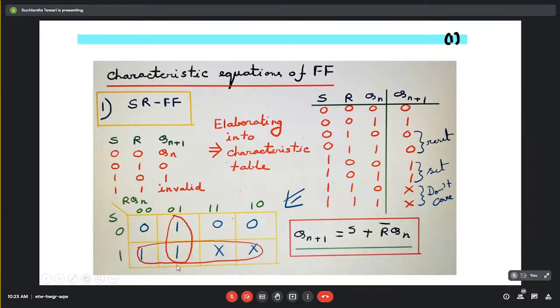This one loop we are getting and this another loop we are getting. So at the output, for this loop, I'm actually getting S, and for this loop, I'm actually getting R bar Qn. So the output is S plus R bar Qn. This is the characteristics equation of SR flip-flop.